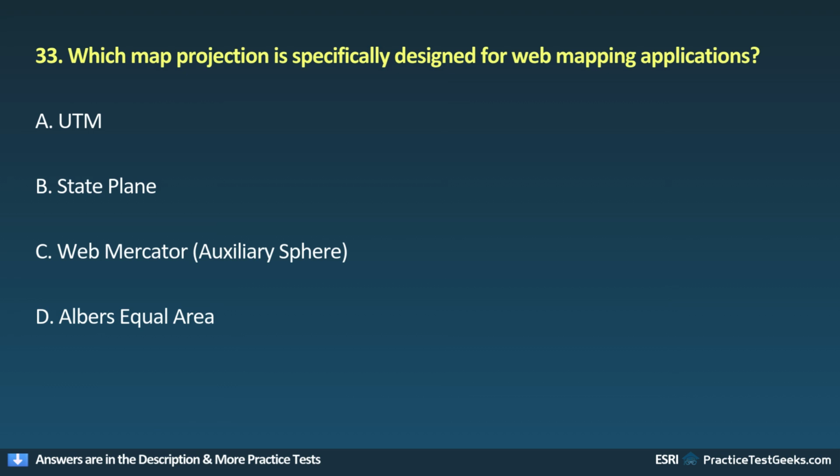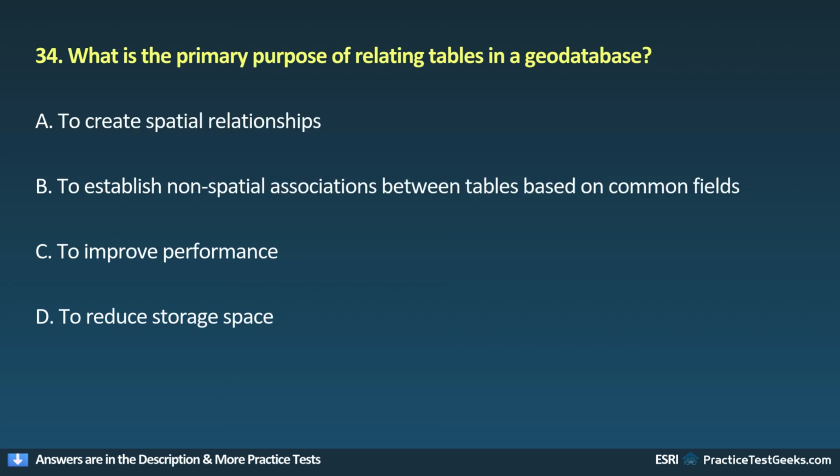33. Which map projection is specifically designed for web mapping applications? A. State Plane. B. Web Mercator Auxiliary Sphere. C. Albers Equal Area.